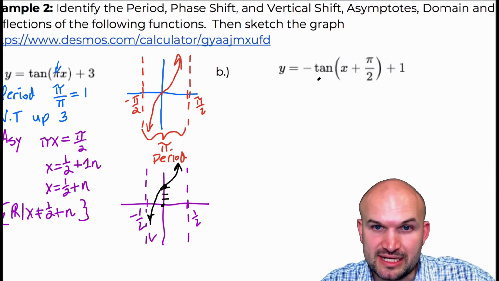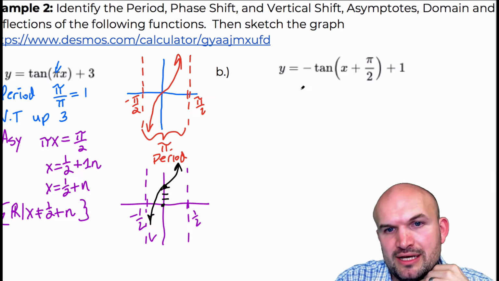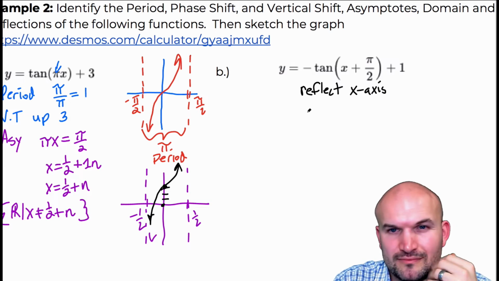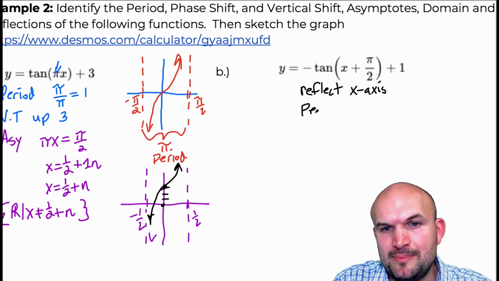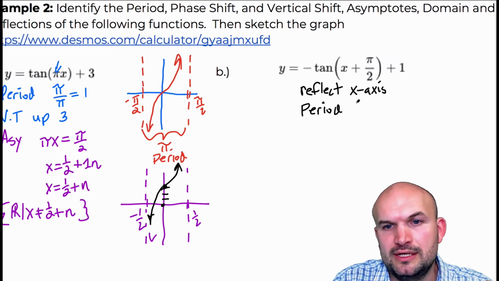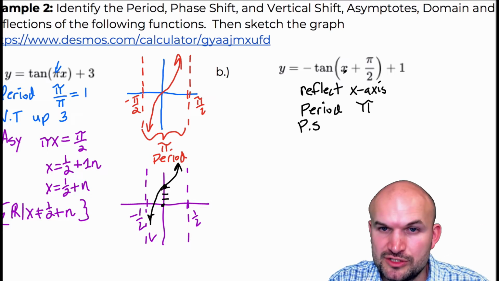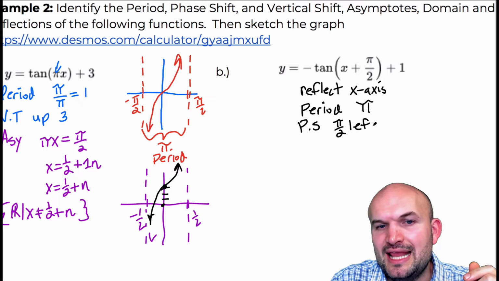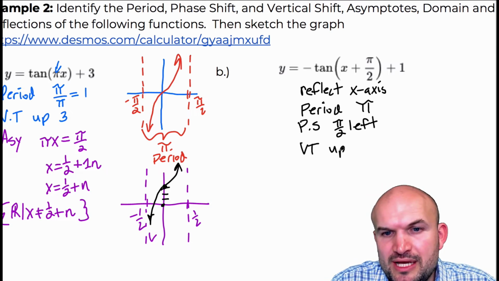This negative is telling us, again, we're going to be reflecting about the x-axis. So I'll just add that in there, start with that. Reflect the x-axis. You can see that I don't have a coefficient for my x, so I can say my period is just going to be pi. I do have a phase shift here. Since there's no b, I can just say it's going to be pi halves to the left. And then my vertical transformation is going to be up 1.